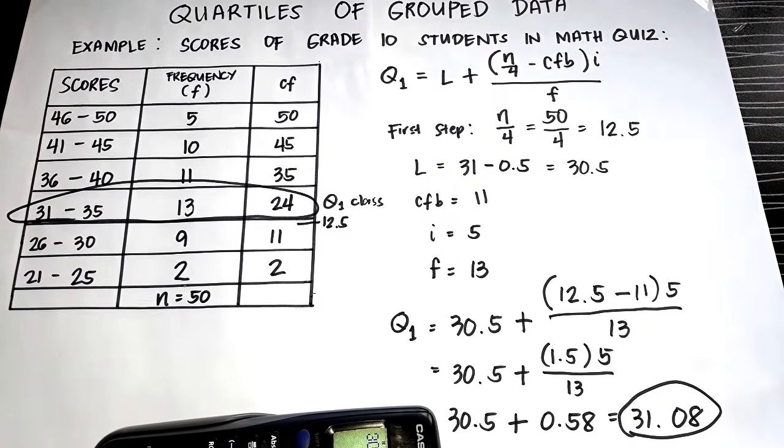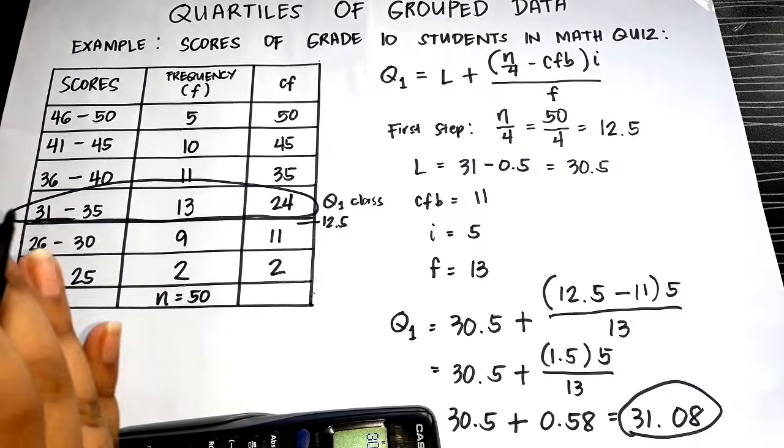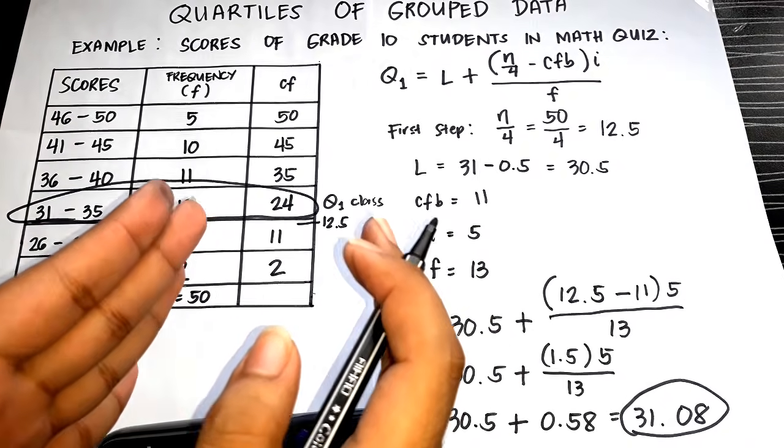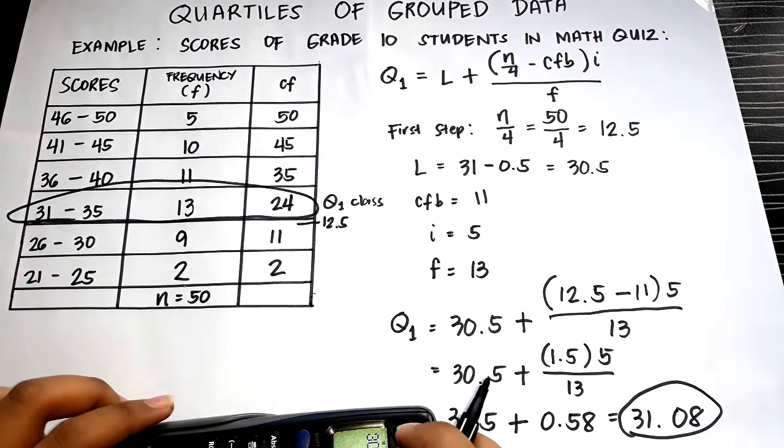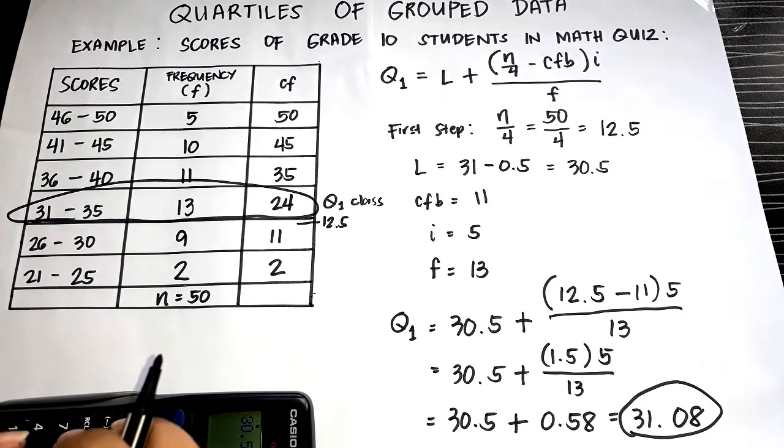Okay, so that is all for quartile 1. For quartiles 2 and 3, we just have a different formula, but we have the same steps and procedures.